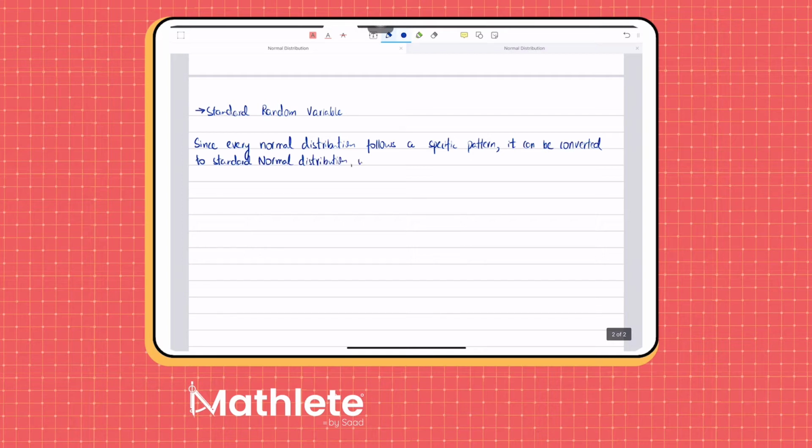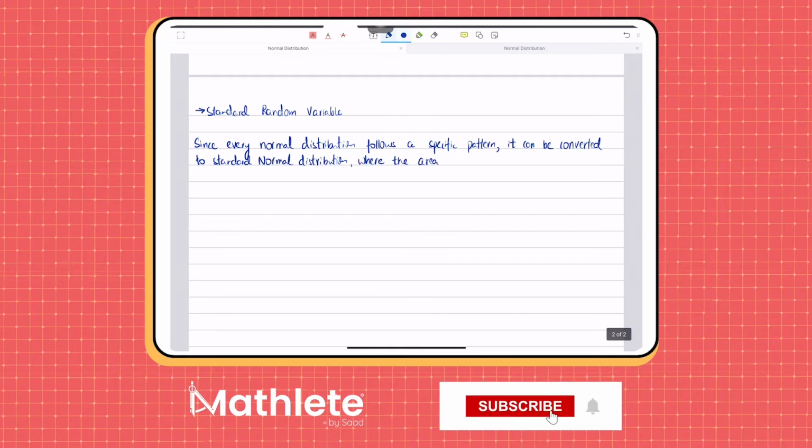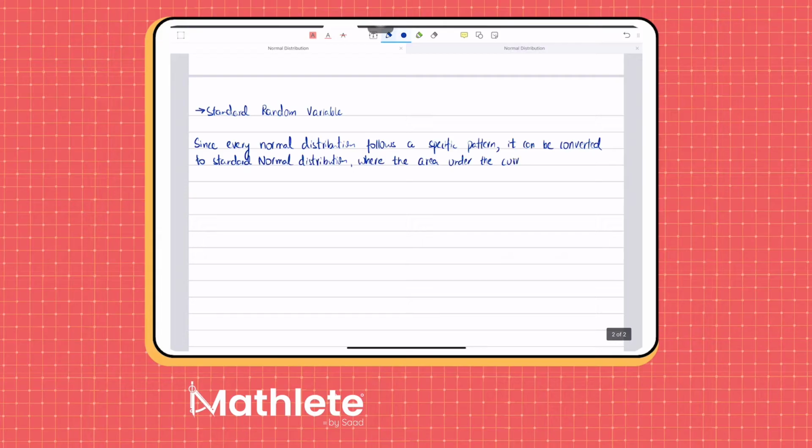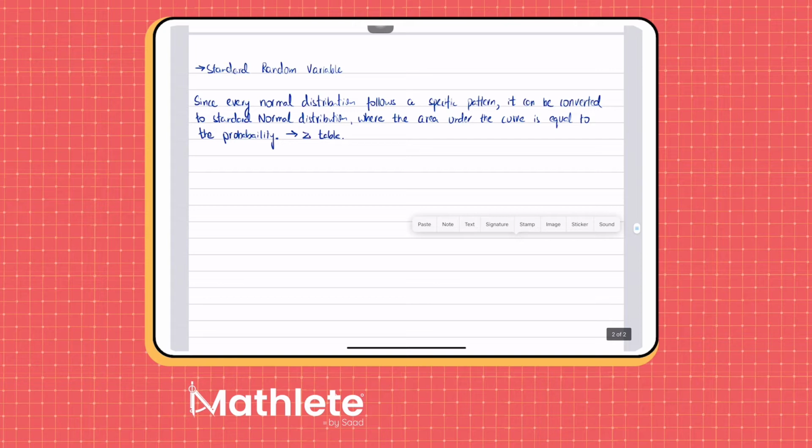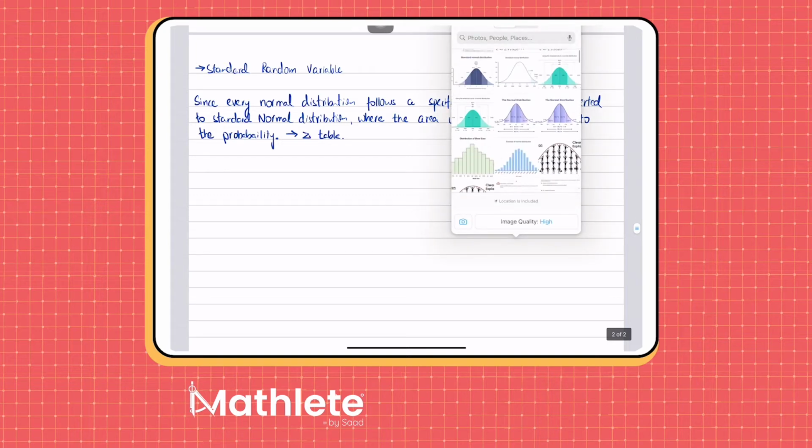And why do we do this? Where the area under the curve is equal to the probability. And I'll make an arrow over here and write Z table. So we use something called Z table. All right, now what do I mean by this? Let me explain.